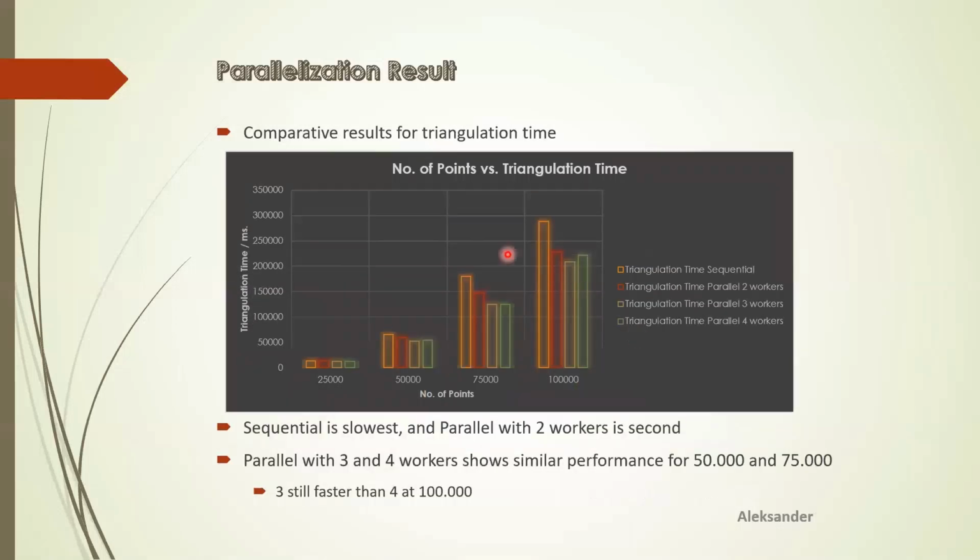Finally, we have a graph comparing the triangulation time of the static scheduling policy versus the triangulation time of the sequential implementation. From this, we can see that the sequential is clearly the slowest for all cases except where they're all essentially running sequentially, which is 25,000 points. Apart from that, it's the slowest one for each of them. Then parallel with 3 and 4 workers performs best from that point on, and we see that parallel with 3 workers performs best at 100,000. The difference in time here is roughly 80 seconds. The difference in time here is 50 to 55 seconds.